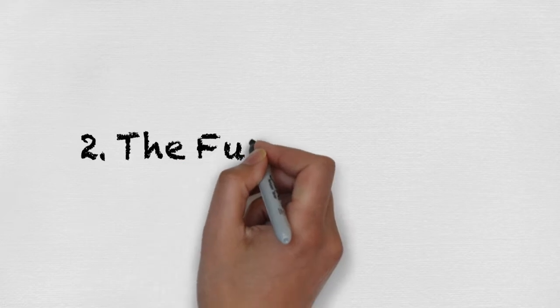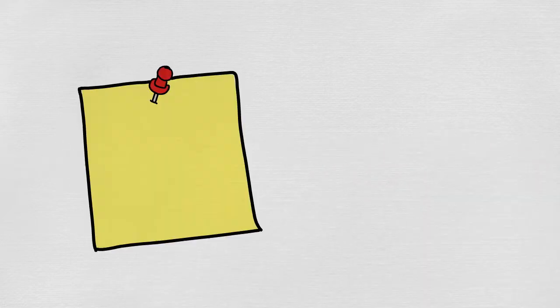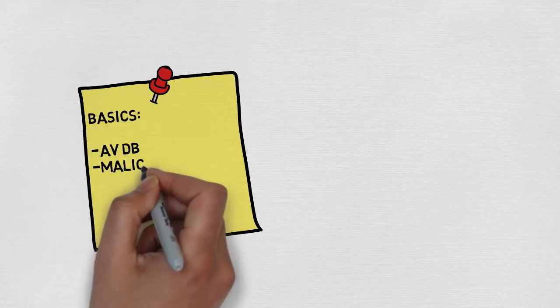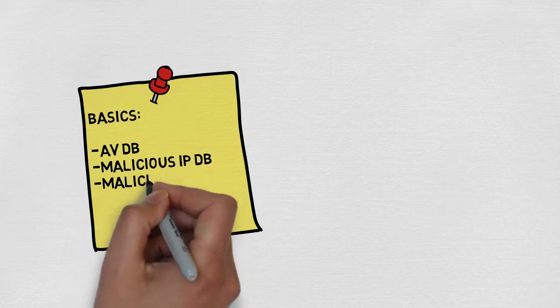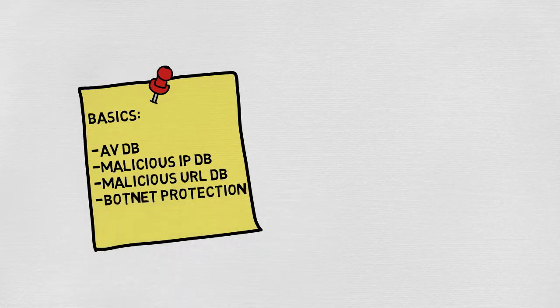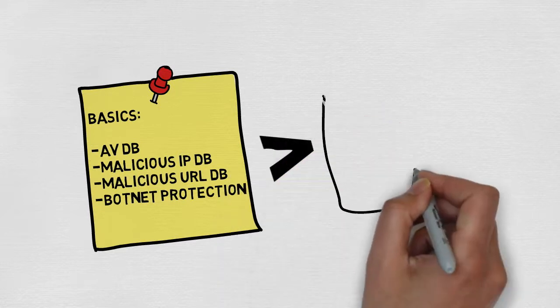Number 2, the fundamentals. Fundamentals are what I consider the bare minimum that every endpoint solution should have included. This will be things like a traditional antivirus database, malicious IP and domain blocking, and botnet protection. Now, I just spent a good portion of the video discussing why this approach is outdated. So why is it critical for our next solution to still have it?